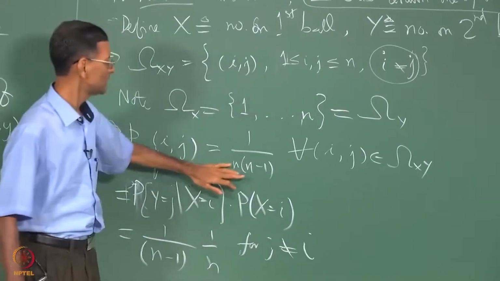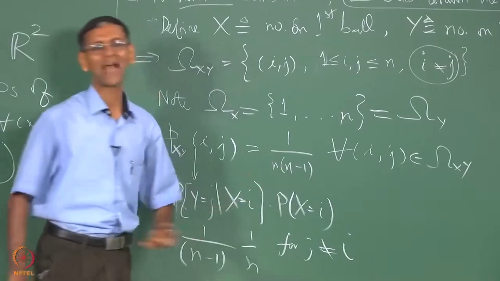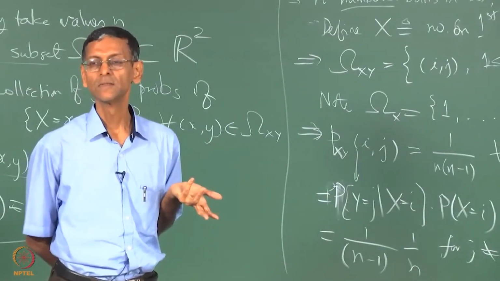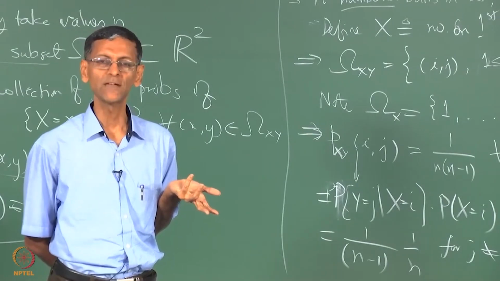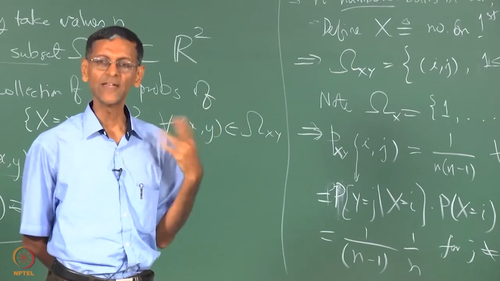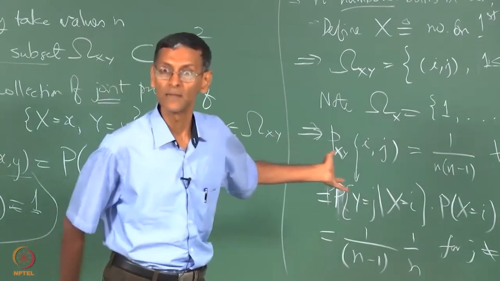So everyone is agreed that it is 1 by n into n minus 1, this is correct. So do these add up to 1? They must, they will. Go look at how many entries you have in that square. You do not have the diagonal entries, you have n into n minus 1 off diagonal entries, so each of them has 1 by n into n minus 1, so it definitely adds up to 1.